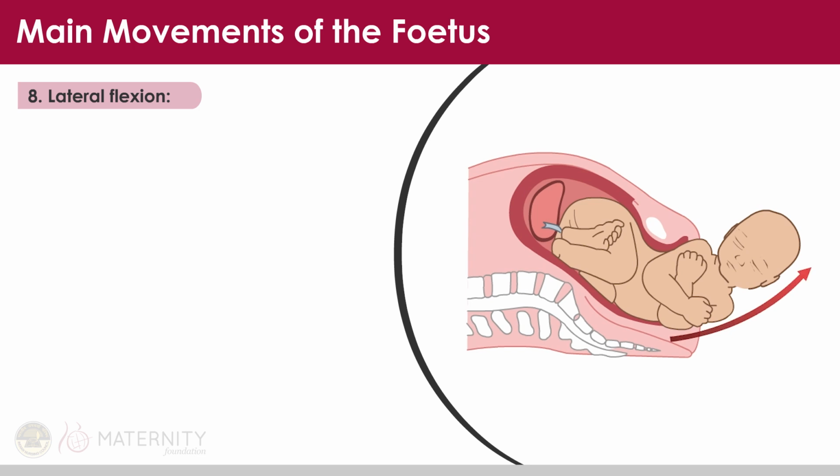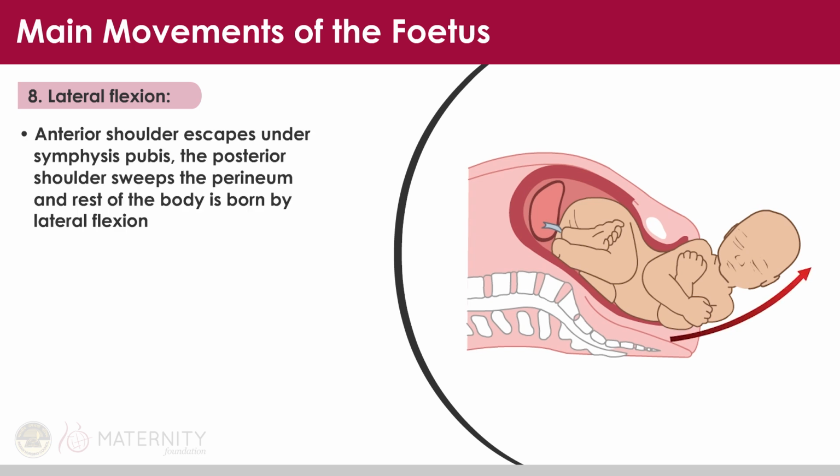Lateral flexion. The anterior shoulder escapes under the symphysis pubis. The posterior shoulder sweeps the perineum and the rest of the body is born by lateral flexion.